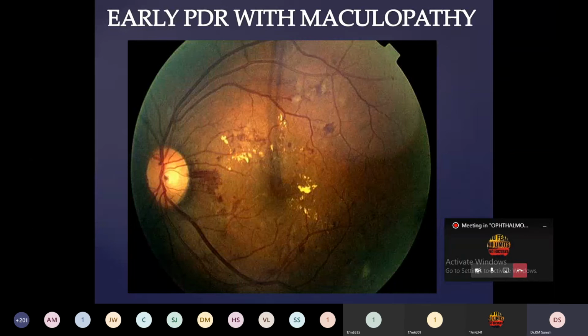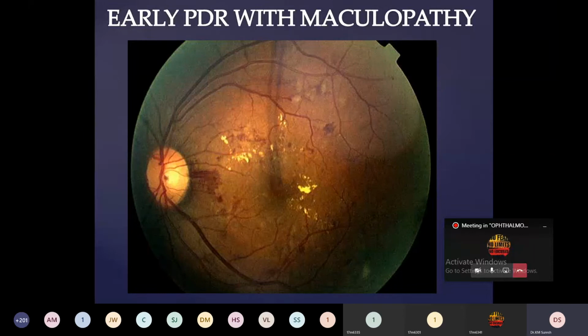If you see near the disc on the temporal aspect, you can see a few red strands, which are nothing but abnormal new vessels. So this is NVD. Here the neovascularization of the disc is less than 1/4 the disc diameter, and hence it is not a high risk characteristic. If the neovascularization is more than 1/4 disc diameter, then only it is a high risk characteristic. So this is early proliferative diabetic retinopathy.